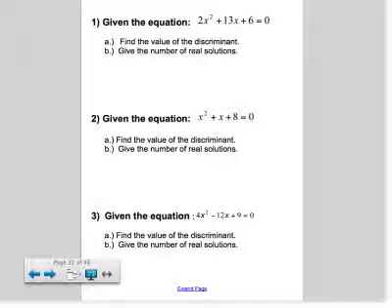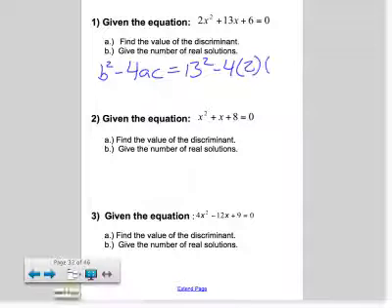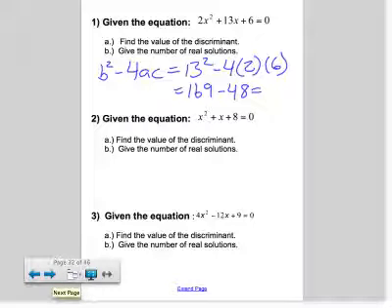The first one says, given the equation 2x squared plus 13x plus 6 equals 0, first we have to find the value of the discriminant. For part A, we have to do b squared minus 4 times a times c. In this example, our b is 13, so I have 13 squared minus 4 times 2 times 6. 13 squared is 169, minus 4 times 2 is 8, 8 times 6 is 48. So finally, we have 169 minus 48, which is going to leave you with 121. The most important thing is that we recognize that's greater than 0.